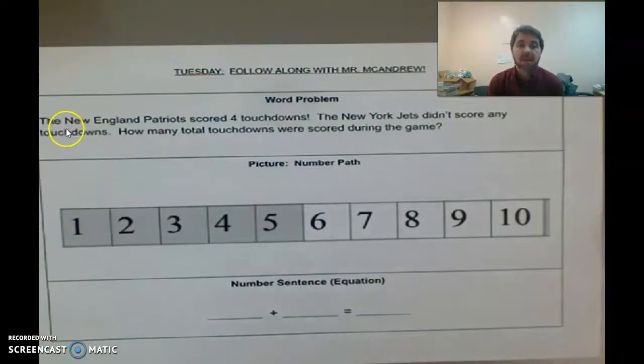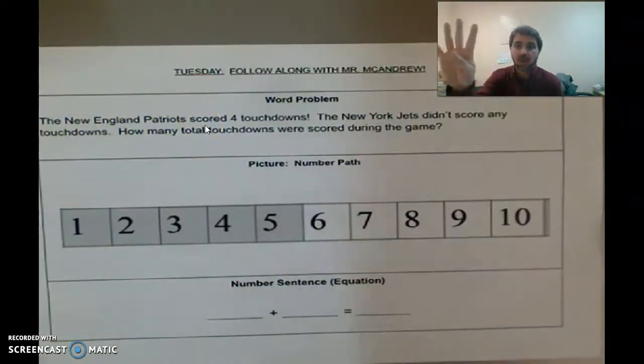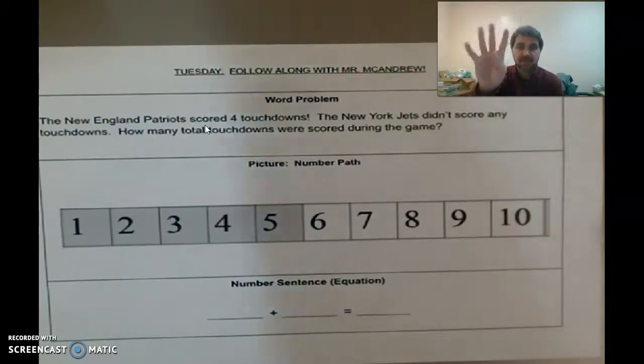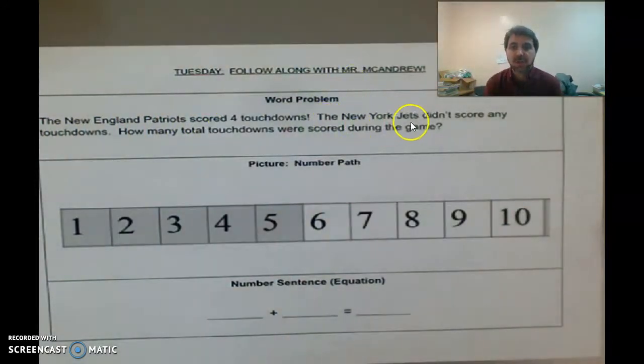It says, the New England Patriots scored 4 touchdowns. That's amazing. The New York Jets didn't score any touchdowns. Wah, wah. How many total touchdowns were scored during the game? Okay, so we have 4 for the Patriots and 0 for the Jets. 0 means none because they didn't score any.